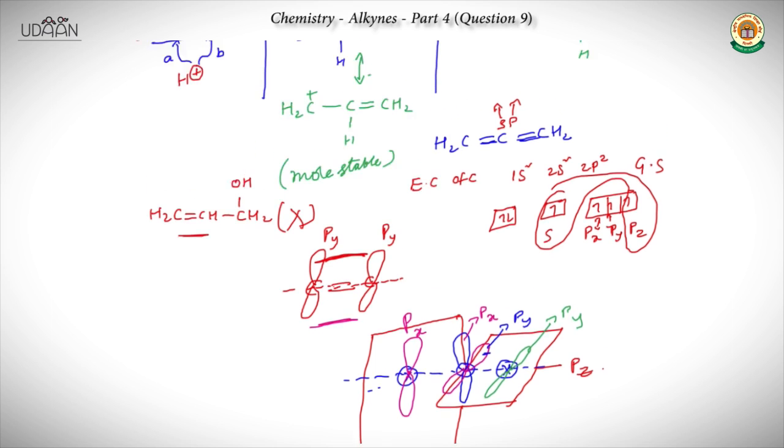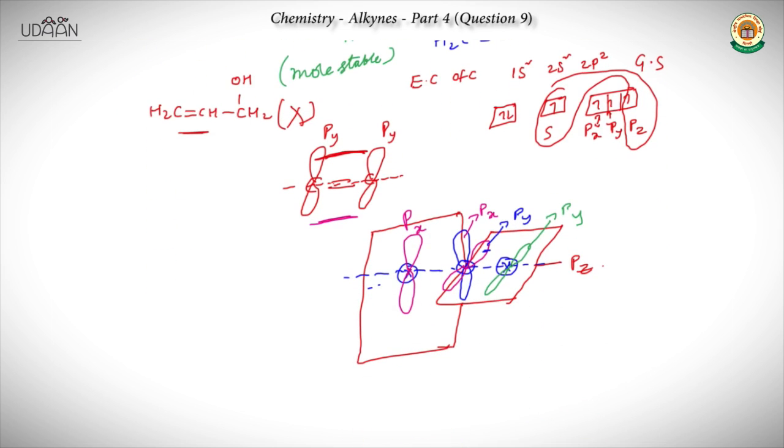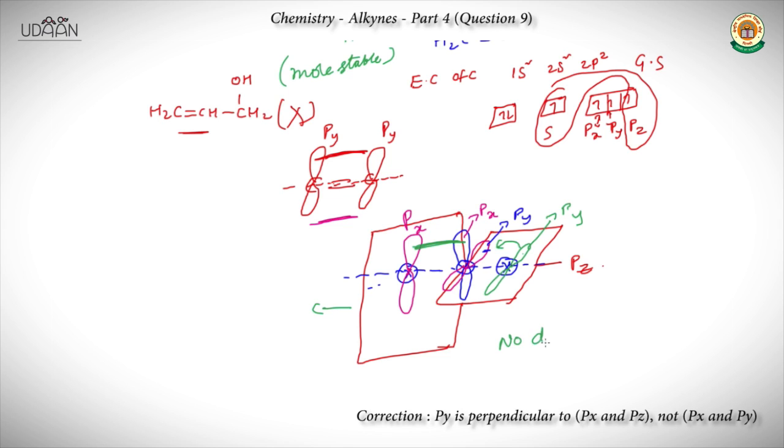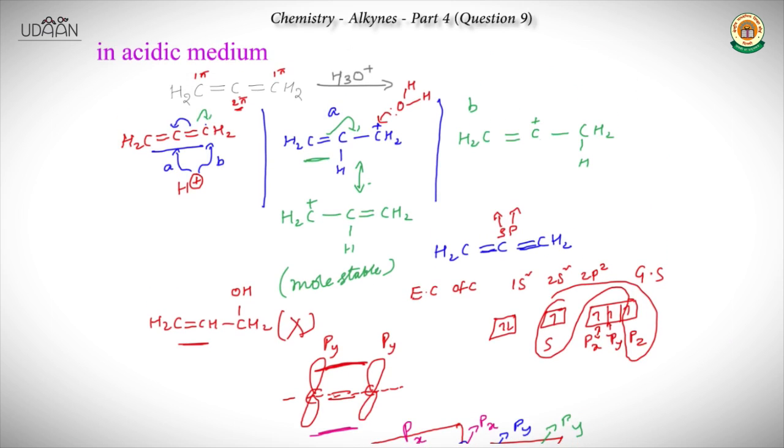As you can see, in the first intermediate which you have taken, the bond has shifted this direction, and you have a vacant orbital along the py direction. Now, there is a pi bond in this plane, but py is perpendicular to px and py. So no delocalization is possible here. So you are trying to say that in intermediate A, there will be no delocalization? Yes, that is, this step actually doesn't exist.